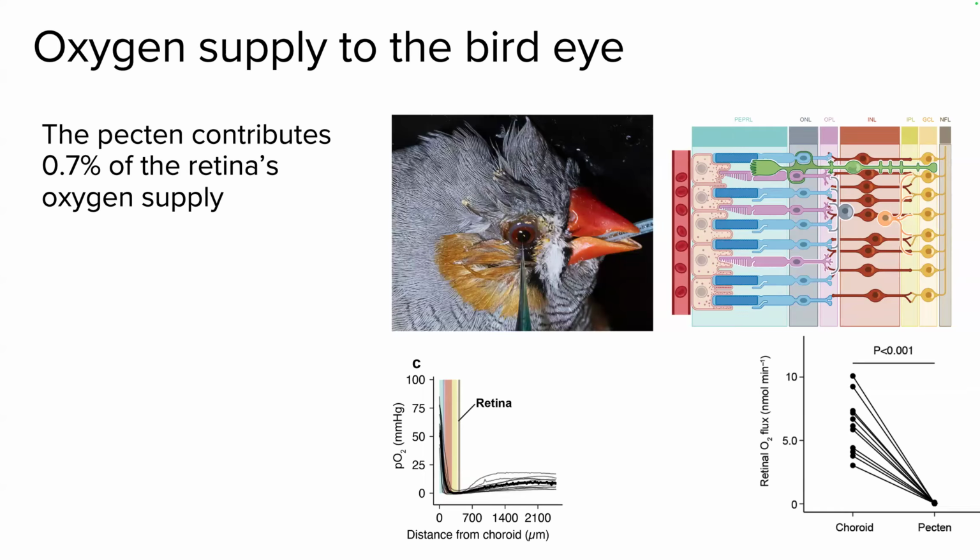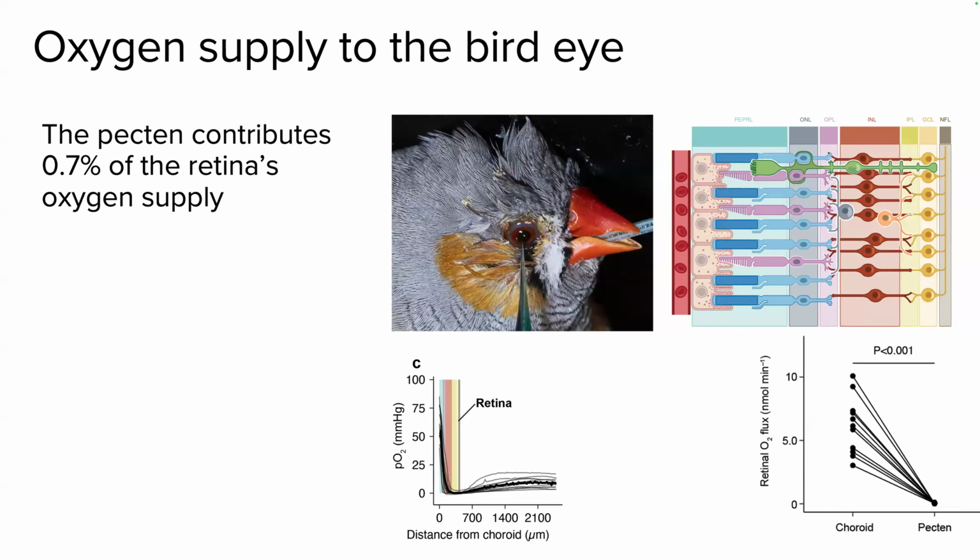Yeah. So I guess the question is, is 1% enough to meet the energy demand? Oxygen consumption is related to energy demand. And so could it be that energy demand is just lower on that side of the retina? Yeah. It could potentially be, but at least within mammalian retinas, it's still a very metabolically active part of the retina.